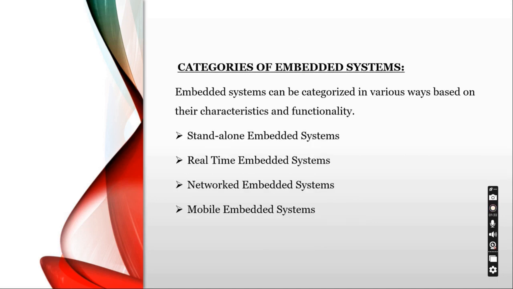Categories of embedded system. Embedded systems are categorized in ways based on their characteristics and functionality. They are standalone embedded systems, real-time embedded systems, network embedded systems, and mobile embedded systems. Standalone embedded systems are the embedded systems that operate independently and are not connected to a network or other devices. Real-time embedded systems are designed to respond to events or inputs within a specific time frame. Network embedded systems are connected to network, enabling communication and data exchange with other devices or systems. And mobile embedded systems are designed to be portable and are often found in handheld devices or mobile platforms.